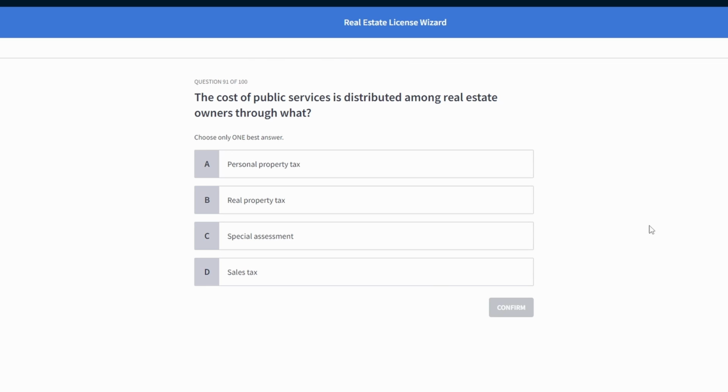All right, next one. 91. The cost of public services is distributed among real estate owners through what? A, personal property tax, B, real property tax, C, special assessment, or D, sales tax. So take some time, think about this one.